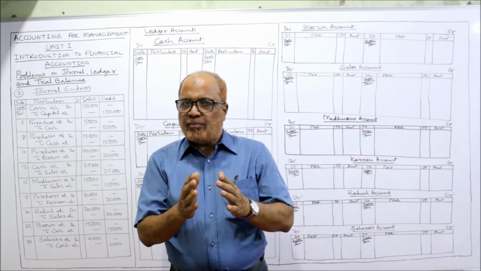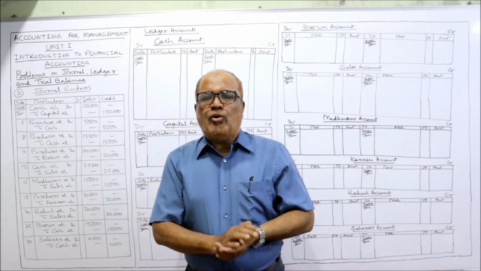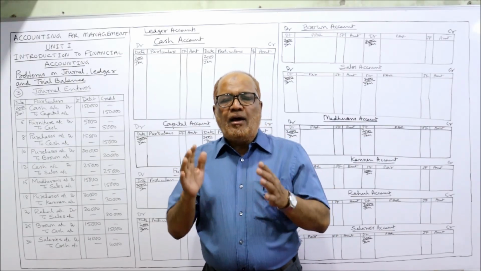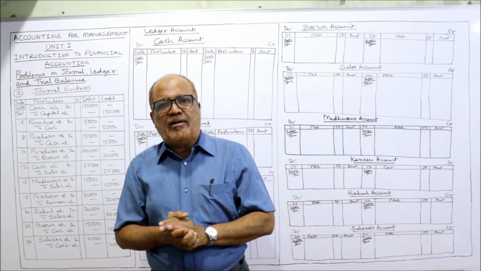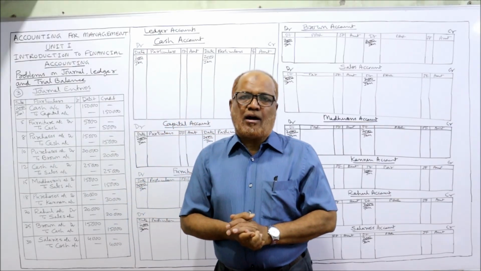In the last video, I completed the first problem, the second problem, and the last 10th and 11th problems. In this video, problem number 3. Only one problem I am going to explain, where we have to pass the journal entries and also post them into ledger accounts.